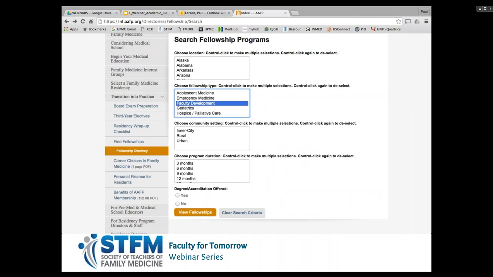Great. And I wanted to point out that on the AAFP website there is a fellowship directory, so people can look into faculty development fellowships by region. Dr. Rutter, we're talking about faculty development fellowships and how people can get more access to them. Do you think fellowship training is really necessary? Is it kind of optional? What's your opinion on that?